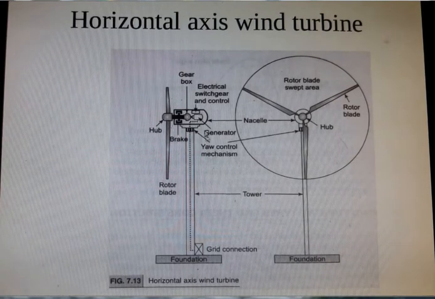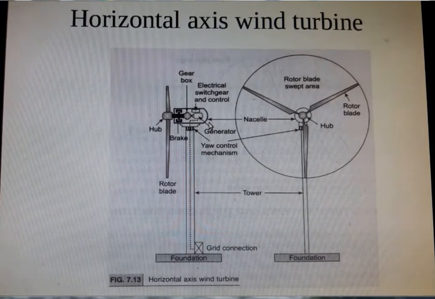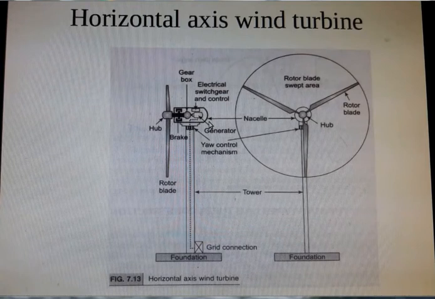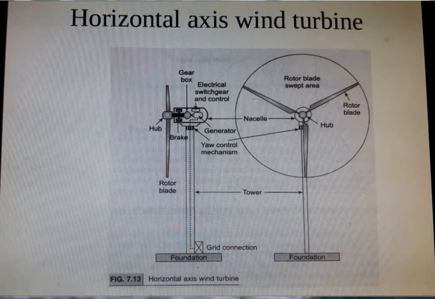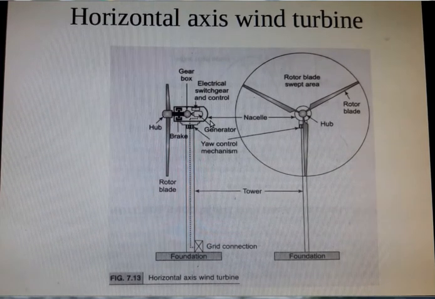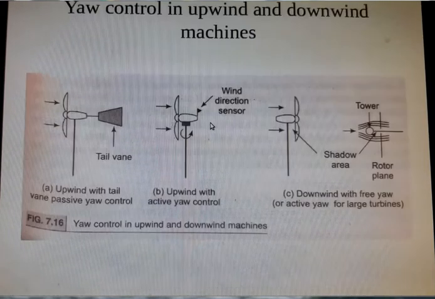We are going to talk about the angular movement of the nacelle. Nacelle movement is called yaw. That means the nacelle shall move in a plane parallel to the ground. How this yaw motion is achieved, we shall see in the next slide.